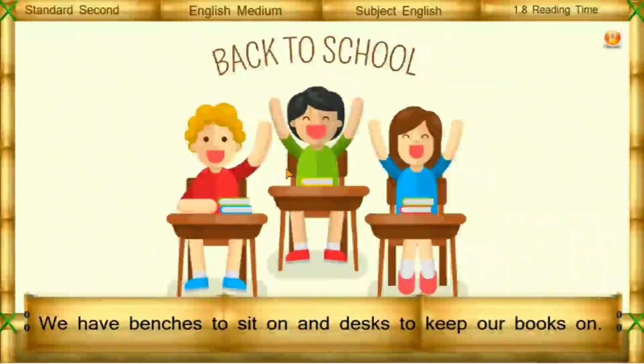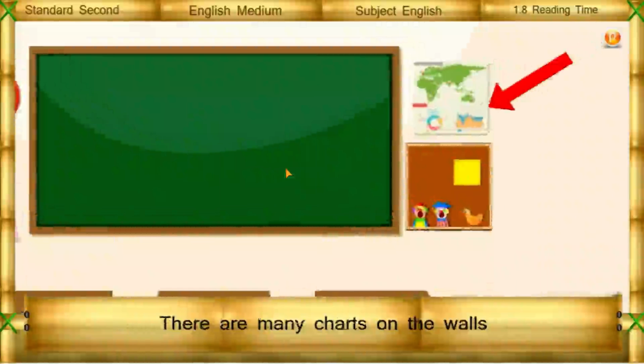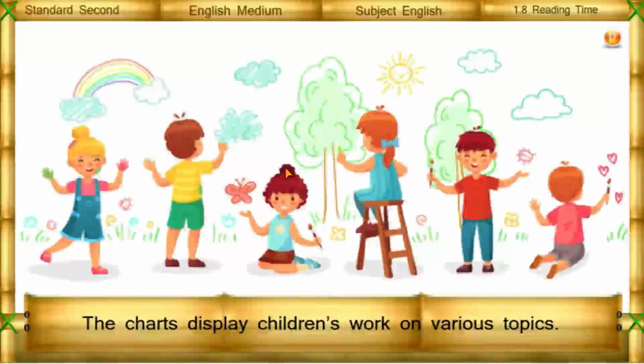We have benches to sit on and desks to keep our books on it. Our classroom has a door and 2 windows. There are many charts on the walls. The charts display children's work on various topics.